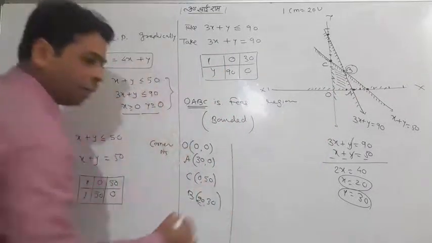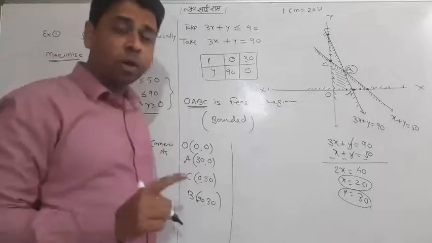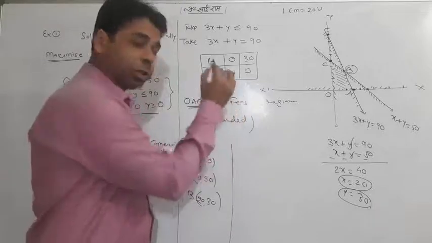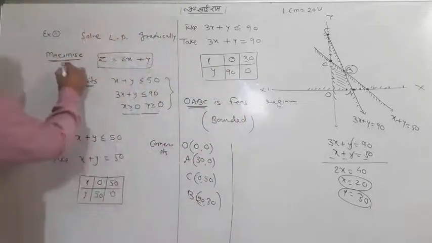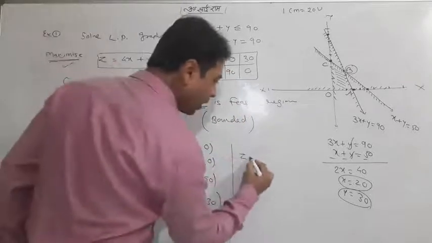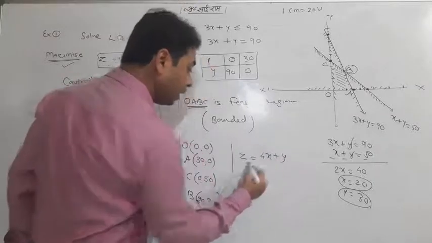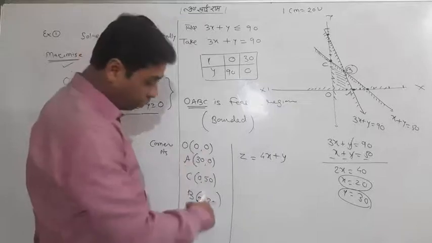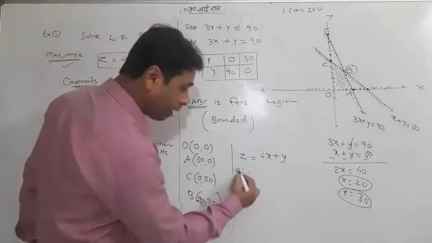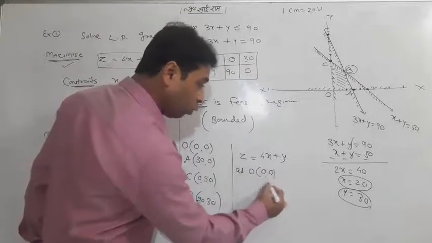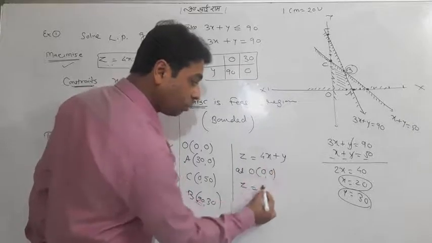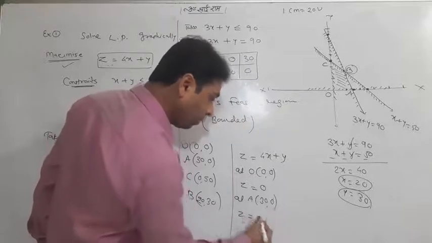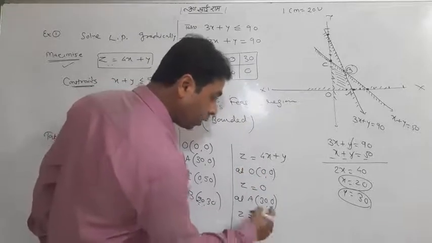Now this is not enough. We have got all the corner points of our bounded region, which is called the feasible region. Now what to do? We have to maximize z. So take z equal to 4x plus y. At all the points, where this is x and this is y, find the value of z. At O, what is z? 0 plus 0. At A, which is (30, 0), find the value of z. 4 times 30 is 120, plus 0.